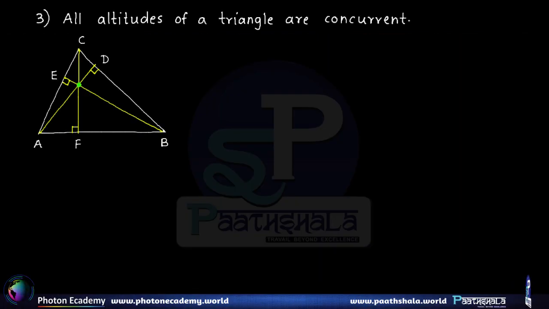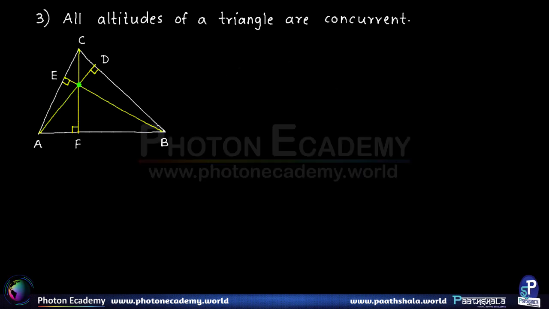Now we go on to prove the third result, that all altitudes of a triangle are concurrent. We are aware that an altitude is a segment drawn perpendicular from any vertex of a triangle to the opposite side. Here in triangle ABC we have shown the three altitudes AD, BE and CF, and we have to prove that they are concurrent, that is, they pass through a single point.